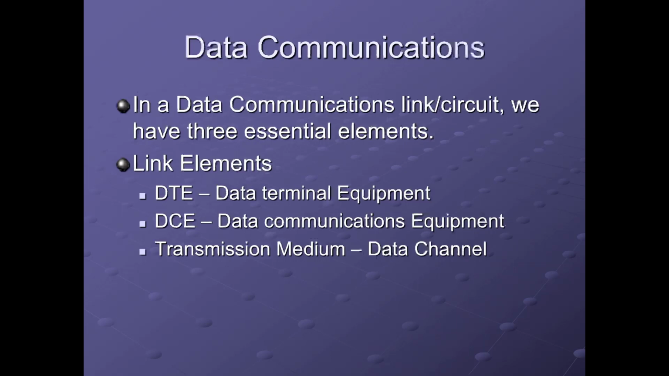Okay, so in a data communications link, we have 3 elements. So you can kind of think of it like electrical system elements, where you have a source, a transfer medium, and a load. Without one of those elements, the system wouldn't work. So it's the same idea in a data communications link. You would have at least 2 terminals, also called DTEs. You would have data communications equipment, DCEs, and then a means to connect them, a transmission medium or a data channel.